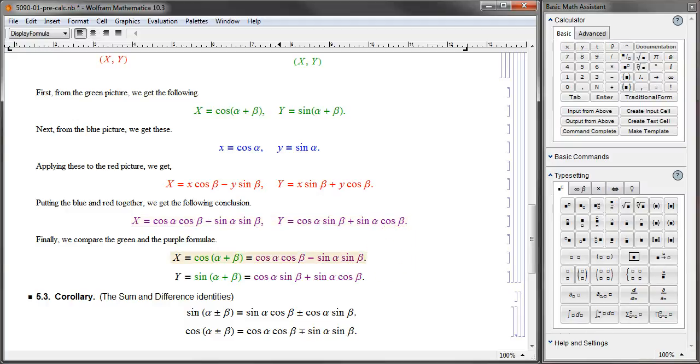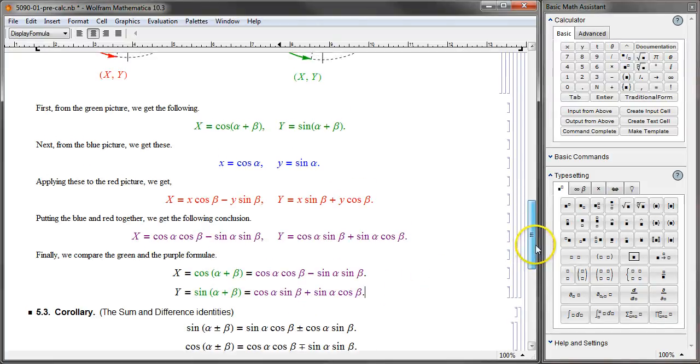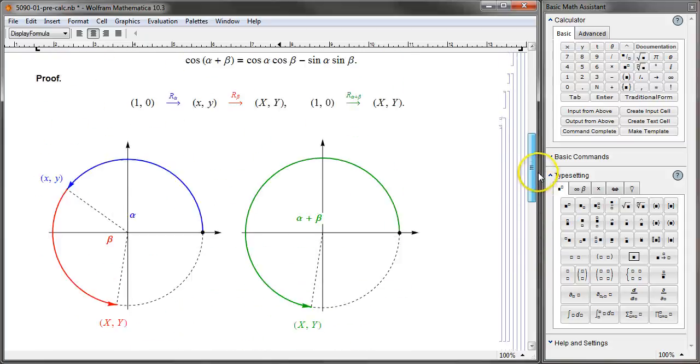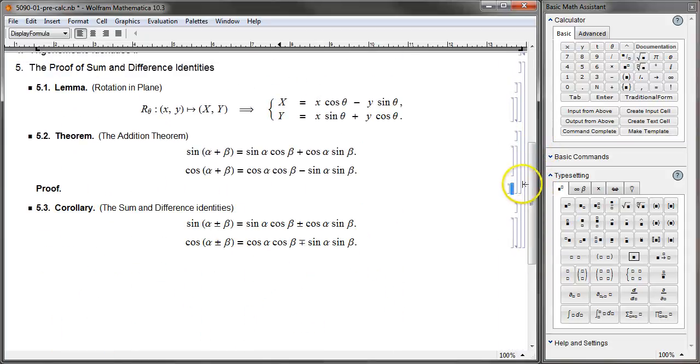Cosine of alpha plus beta is cosine of alpha cosine of beta minus sine of alpha sine of beta. Sine of alpha plus beta is cosine of alpha sine of beta plus sine of alpha cosine of beta, if you simply switch the order of this one and that one. That's basically it. That's how we prove the sum identity, the addition theorem of trigonometric functions.